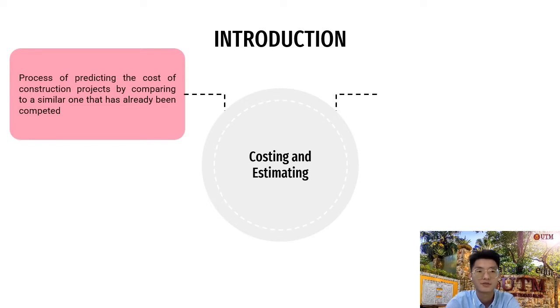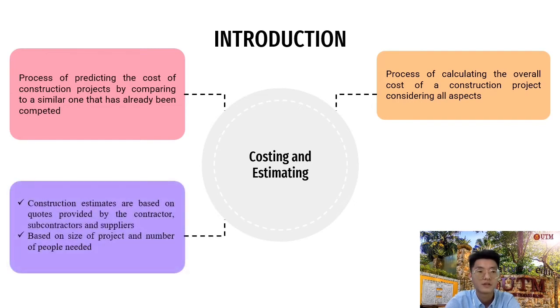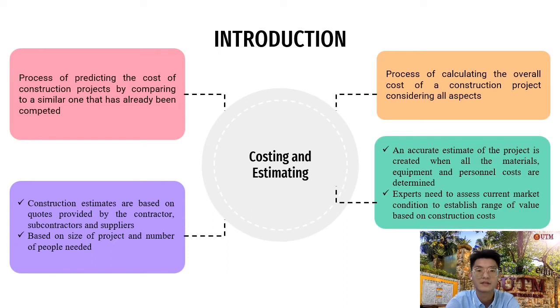by comparing to a similar one that has already been completed. Estimating is the process of calculating the overall cost of a construction project considering all aspects. For more detail, the construction estimates are based on quotes provided by the contractor, subcontractors, and also the suppliers. It is basically based on the size of the project and the number of people needed.